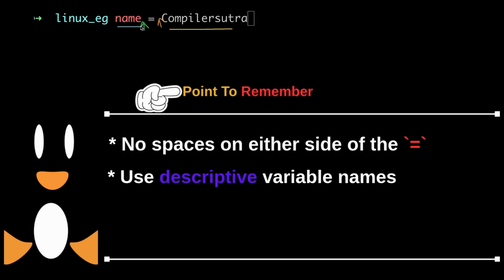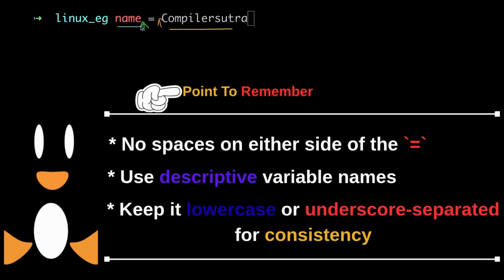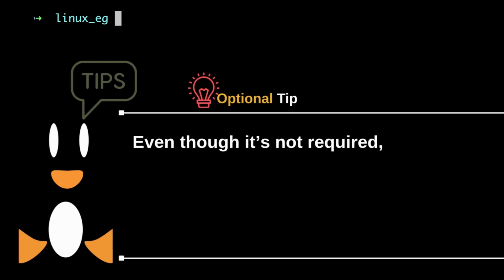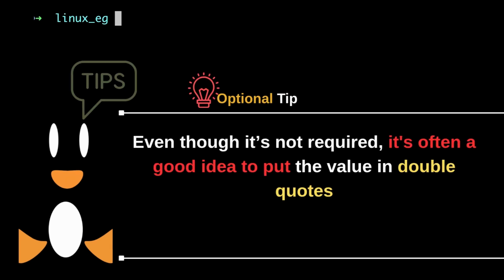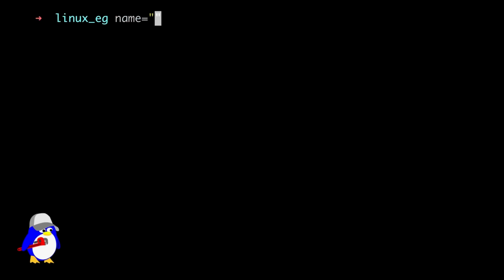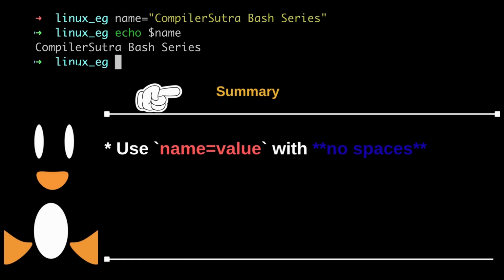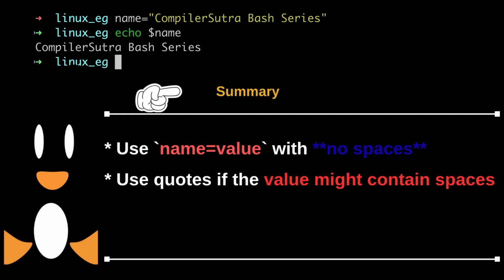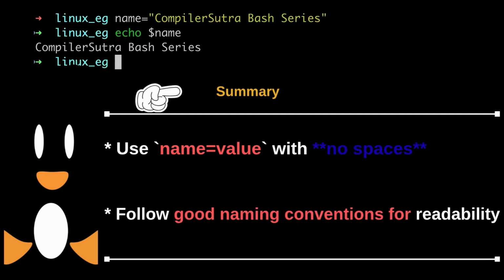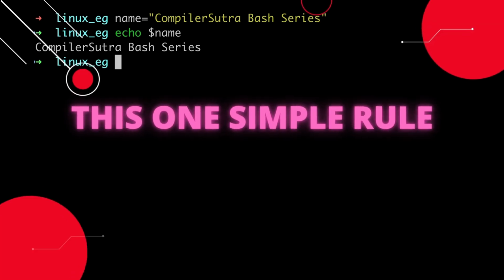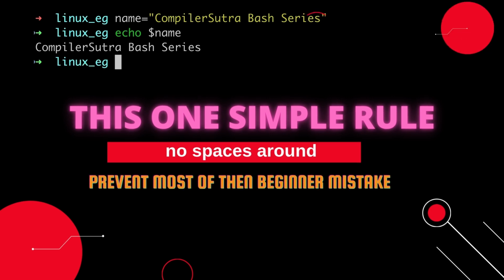Use descriptive variable names. Keep them lowercase or underscore-separated for consistency. Optional tip: even though it's not required, it's often a good idea to put the value in double quotes. Why? Because if your value contains spaces, Bash will handle it properly as one string. Summary of this part: use name=value with no spaces, use quotes if the value might contain spaces, and follow good naming conventions for readability. This one simple rule, no space around the equals sign, will prevent most beginner mistakes in Bash.